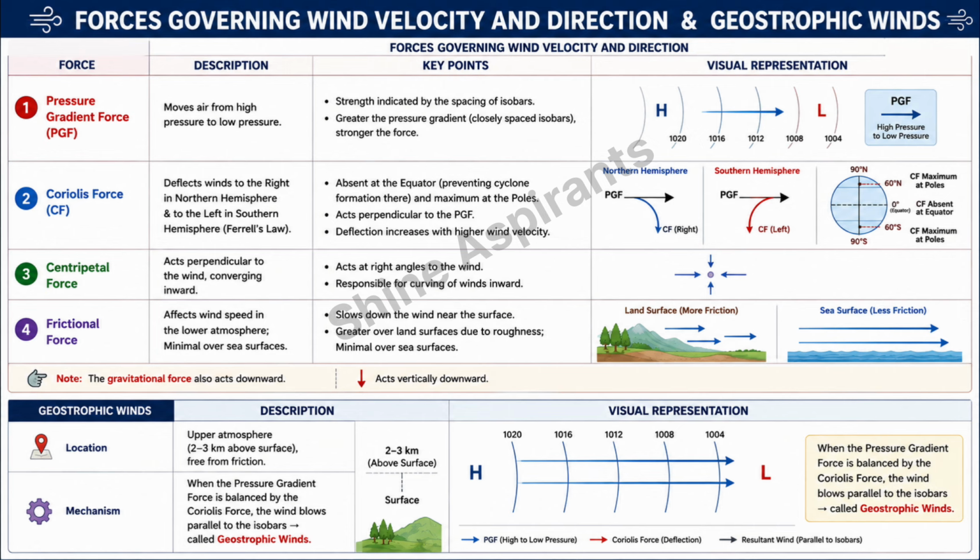Coriolis force, CF, deflects winds to the right in the northern hemisphere and to the left in the southern hemisphere, per Ferrel's law. It is absent at the equator, preventing cyclone formation there, and maximum at the poles. It acts perpendicular to PGF, and deflection increases with higher wind velocity. Centripetal force acts perpendicular to the wind, converging inward. Frictional force affects wind speed in the lower atmosphere and is minimal over sea surfaces. Geostrophic winds are located in the upper atmosphere, 2 to 3 kilometers above the surface, free from friction. When PGF is balanced by Coriolis force, the wind blows parallel to isobars; these are called geostrophic winds.